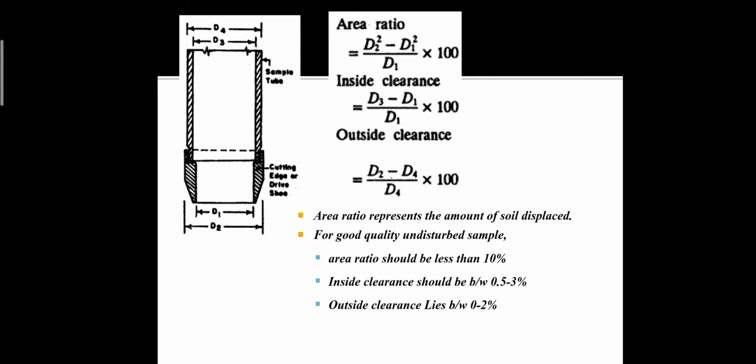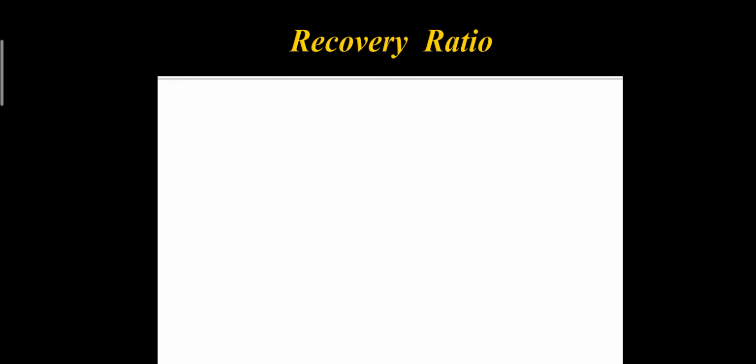Area ratio should be less than 10. Inside clearance should be between 0.5 to 3 and outside clearance should be between 0 to 2%. So this is about the first 3 requirements. Fourth requirement is recovery ratio. What is recovery ratio?